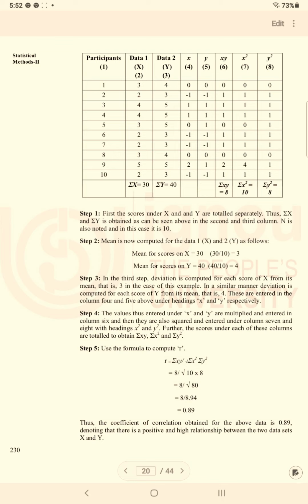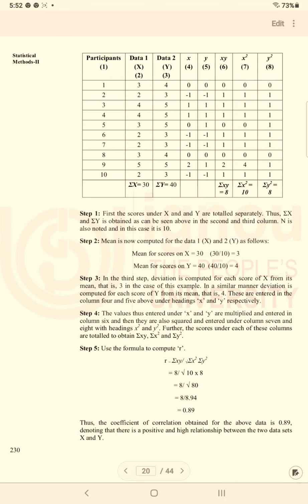Step 3. In the third step, deviation is computed for each score of x from its mean, that is, 3 in the case of this example. In a similar manner, deviation is computed for each score of y from its mean, that is, 4. These are entered in the column 4 and 5 above under headings x and y, respectively. Step 4. The values thus entered under x and y are multiplied and entered in column 6, and then they are also squared and entered under column 7 and 8 with headings x2 and y2. Further, the scores under each of these columns are totaled to obtain sigma xy, sigma x2 and sigma y2.